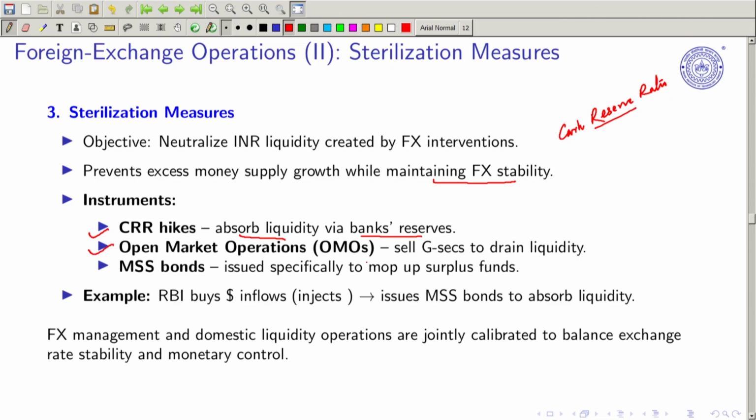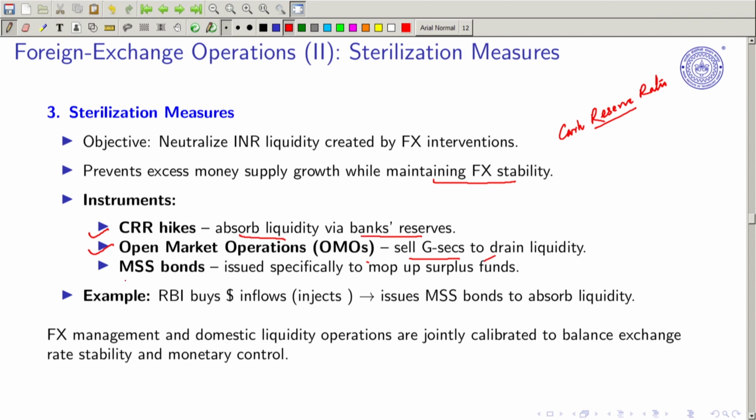Then open market operations, which we know are the buying and selling of government securities. Whenever RBI feels there is excess liquidity in the banking system, it will sell bonds, take money from the banking system, and be left holding the bonds. This is how it drains the liquidity.